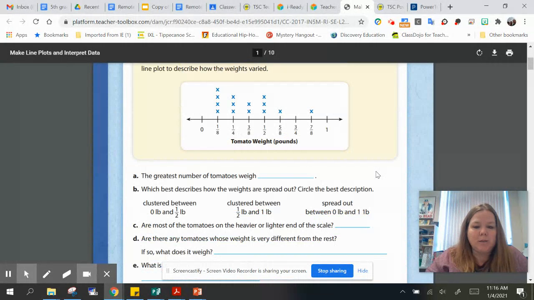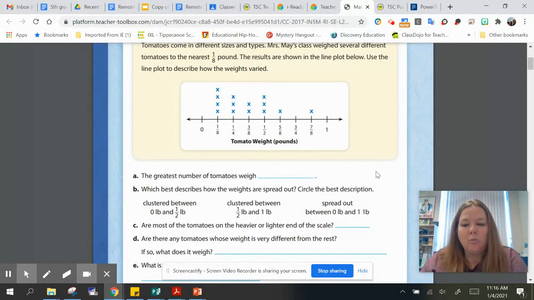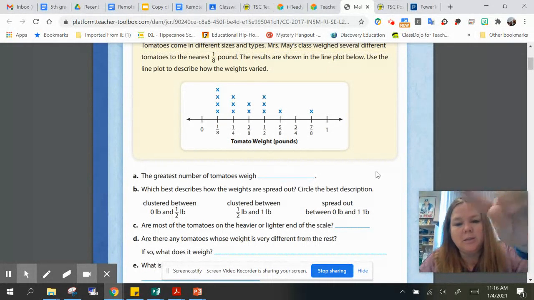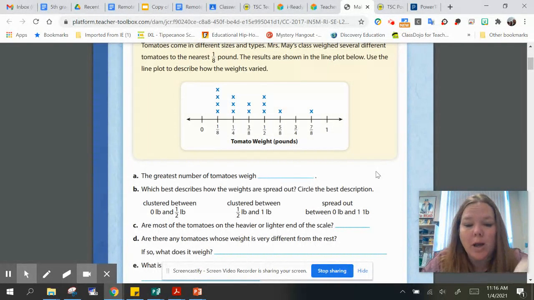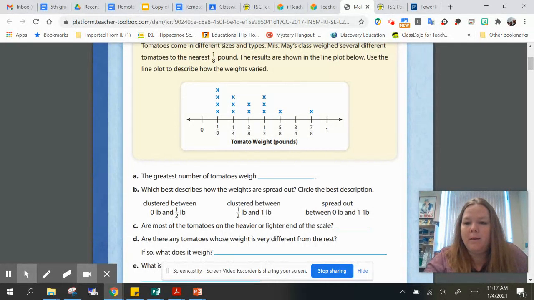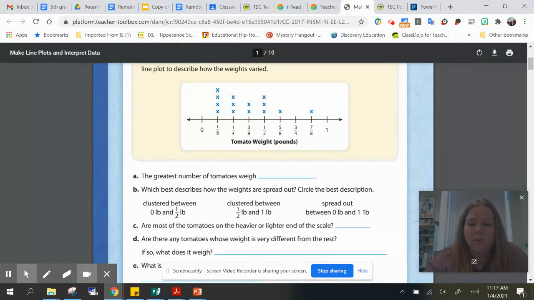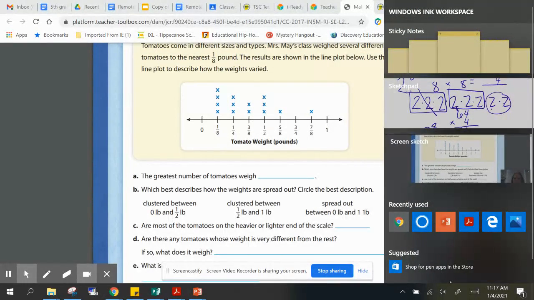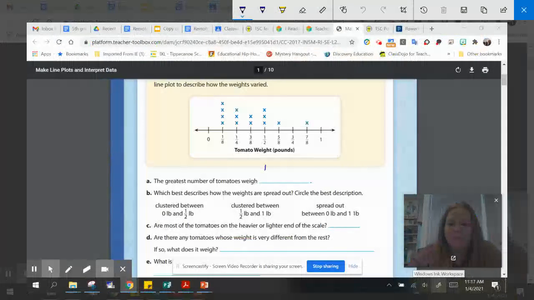So the greatest number of tomatoes, well, which one of those has the most X's? And if you look, they really try to keep those X's the same size so you can glance quickly. And you can see that 1/8 pound is the right answer. I have to pull that screen sketch up again. My apologies. So this is 1/8, and pound is abbreviated that way.